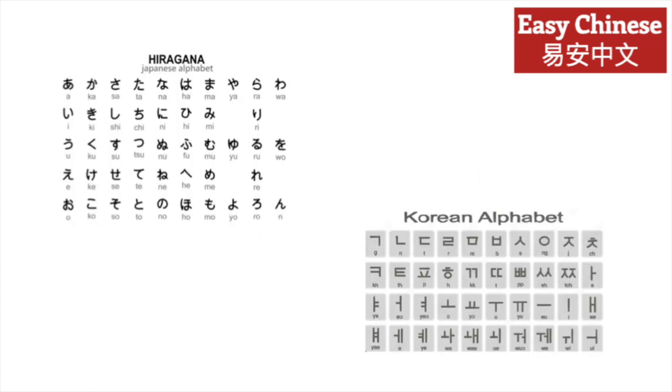The Japanese script used to be based on Chinese characters. They borrowed the characters from China. But in the 9th century, they adopted an alphabet called hiragana. Korea had also adopted Chinese characters, but in the 15th century, they created their own Korean alphabet.